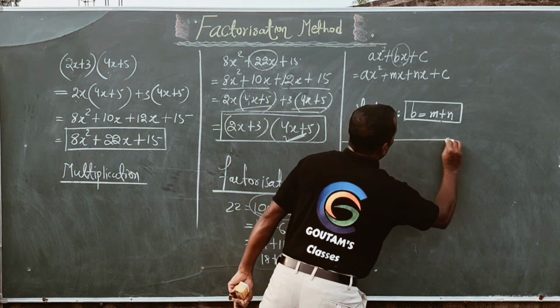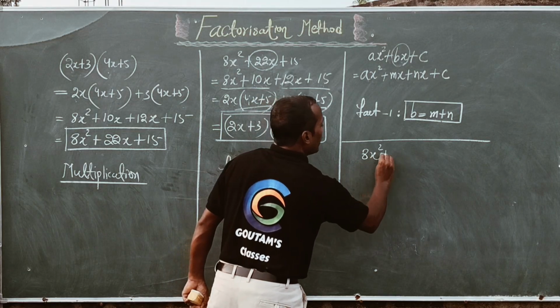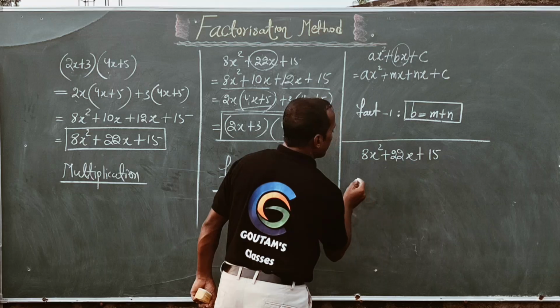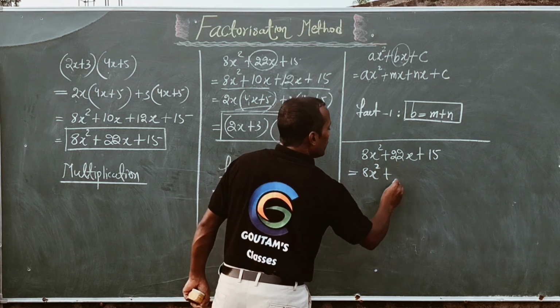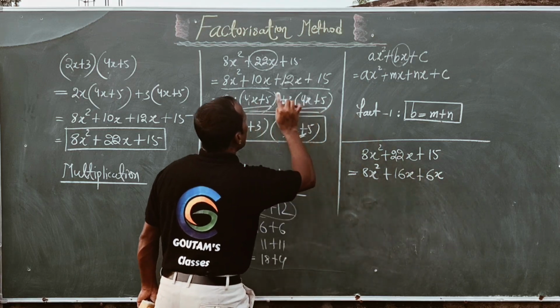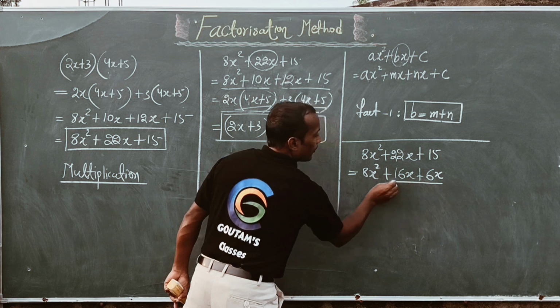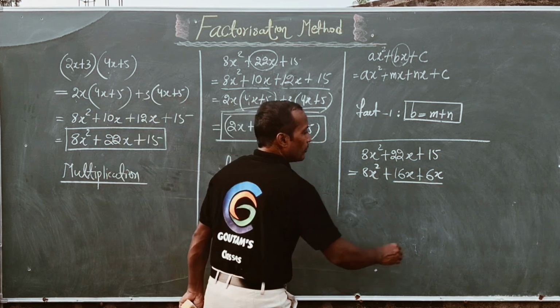For that, I will start with the quadratic polynomial again, 8x square plus 22x plus 15. Now here I am writing in place of 22x, 16x plus 6x instead of 10x plus 12x. Instead of 10x plus 12x, I wrote 16x plus 6x. That also gives me 22x. Let's see whether it works or not.